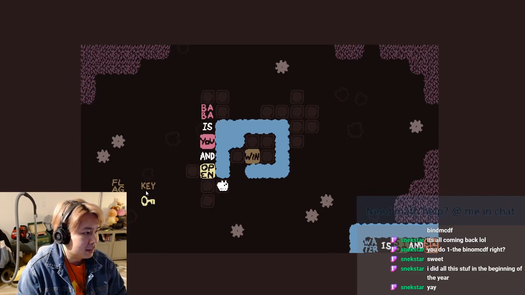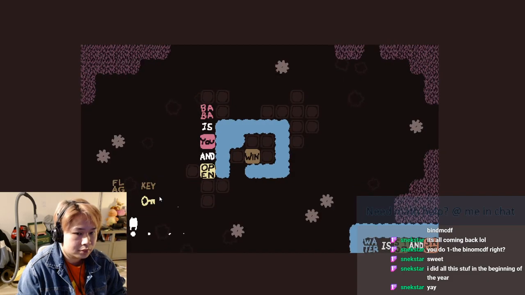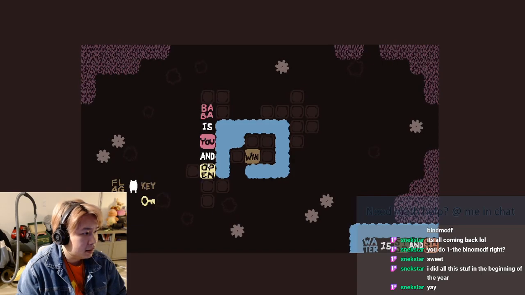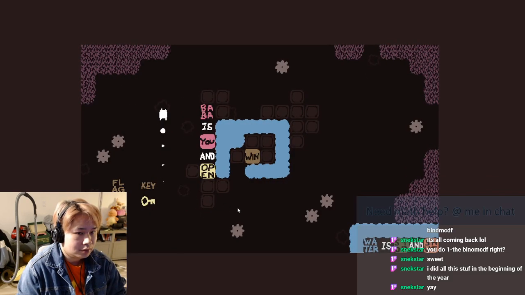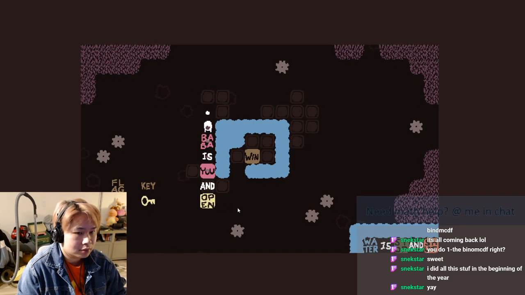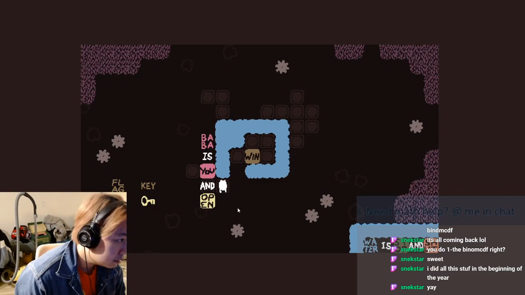So what I can do is I can change the key, right? And I can make the key be open. But the issue is, there's no push anywhere on this, so I can't push objects. Because I need to say the word key is push. So, I'm stuck.